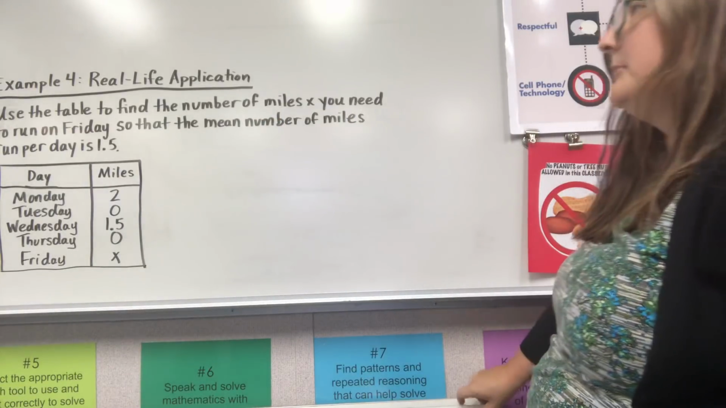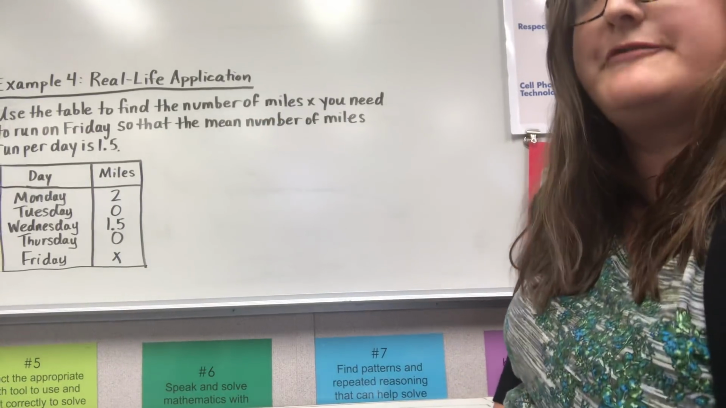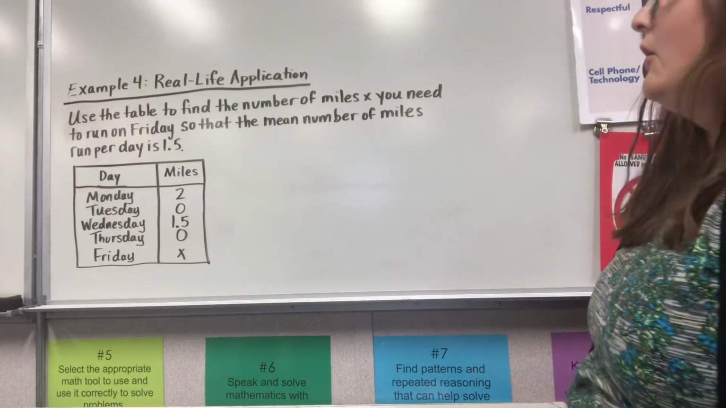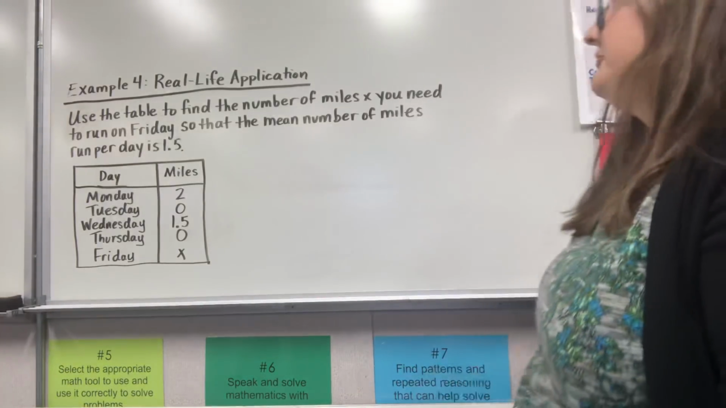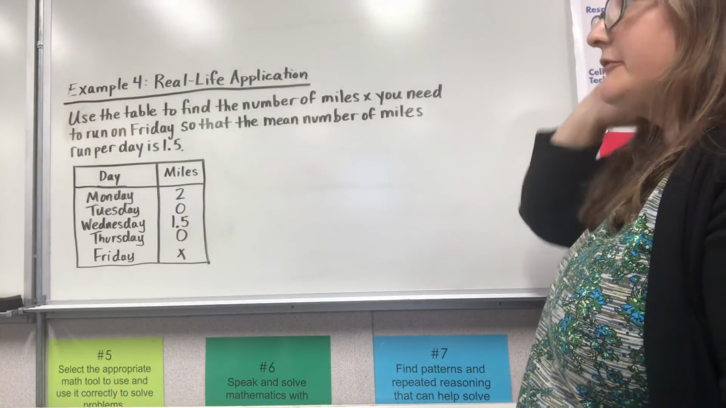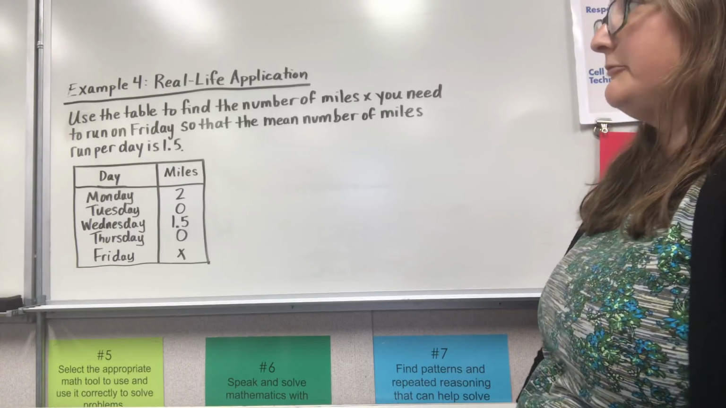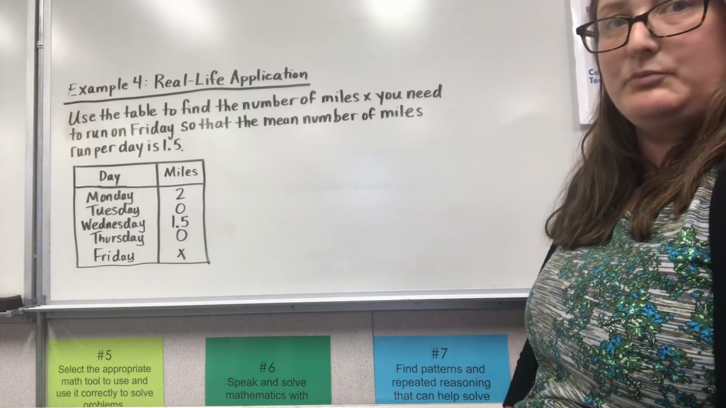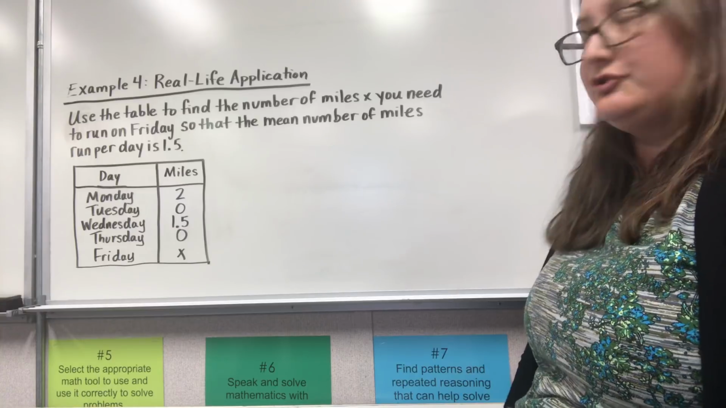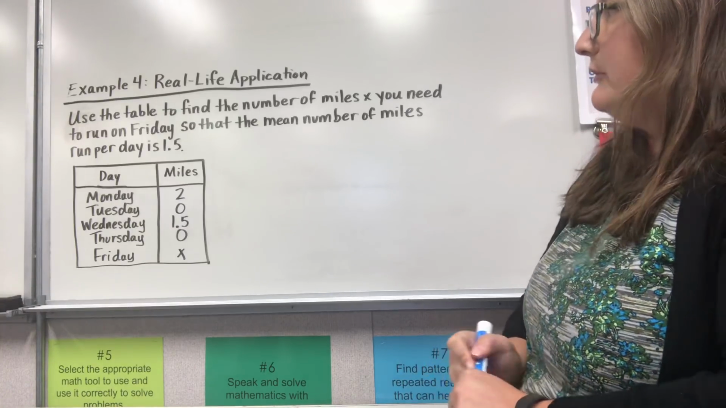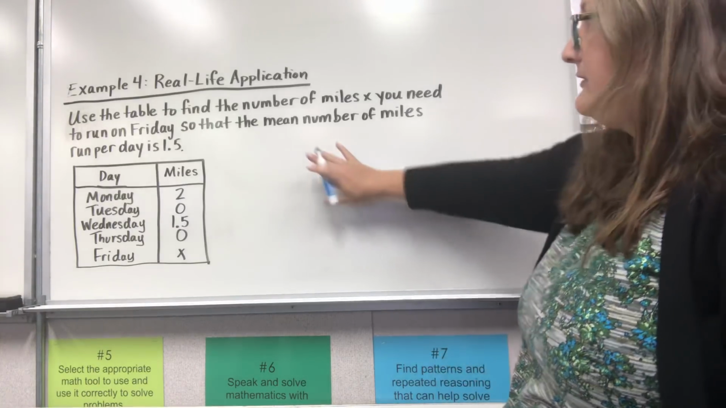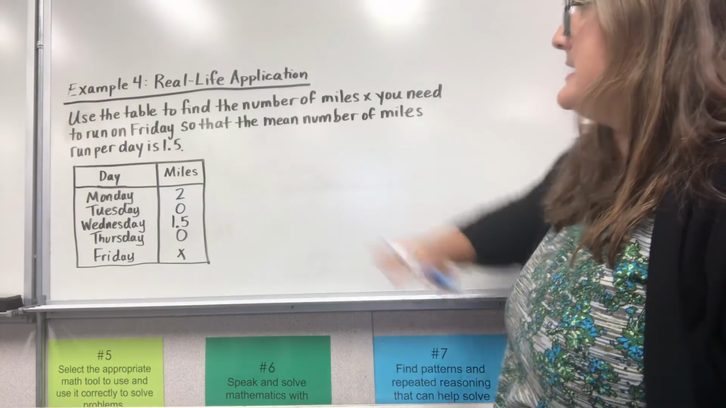All right, for our last problem, we're going to look at a real-life application. So we want to use this table to find the number of miles you would need to run on Friday so that your mean number of miles run per day is 1.5. You want an average of 1.5. So first of all, let's try to set up a mean equation.